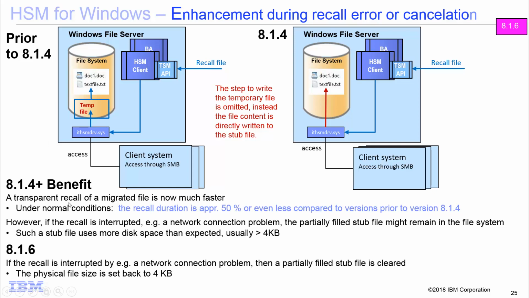However, one thing we found out is that if the recall is interrupted, for instance by a network connection problem, then a partially filled stub file might remain in the file system. And that stub file uses more disk space than our normal 4 KB that we use for a stub file. So in 8.1.6, we look for any of these partially filled stub files and we actually clean them up and clear them out. And then we reset them back to the typical 4 KB size of a stub.